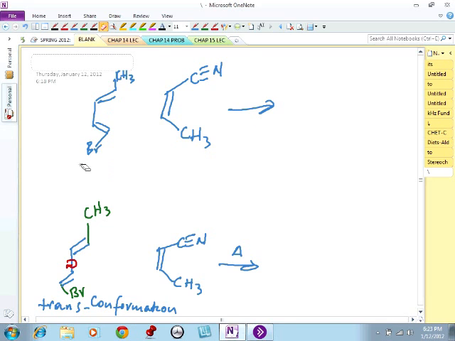by the way, this conformation is what we call this cis conformation. We refer to this as the cis. Okay, so this is the trans, this is the cis. We perform the Diels-Alder reaction using the cis conformation. And what will be the product? The product will be, start with your 6-member ring.